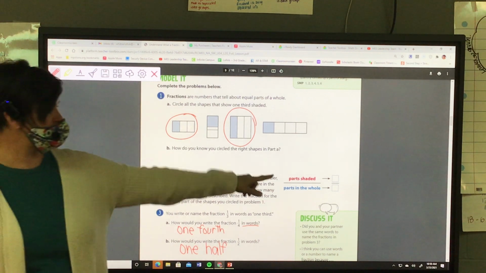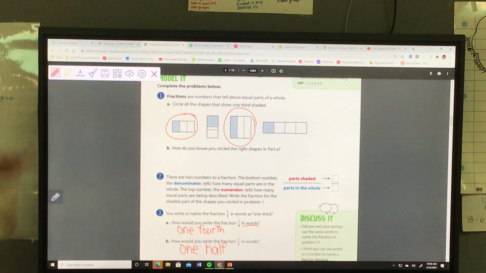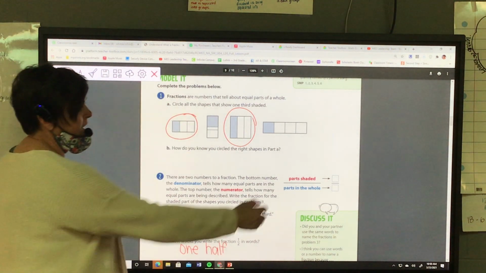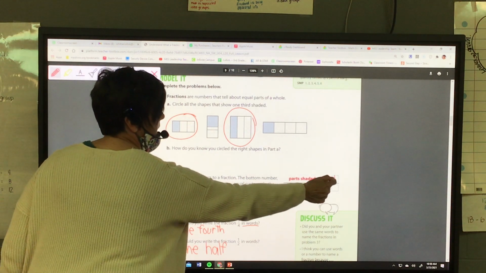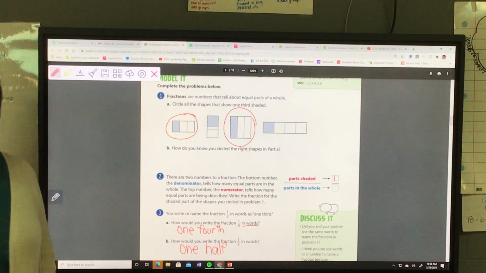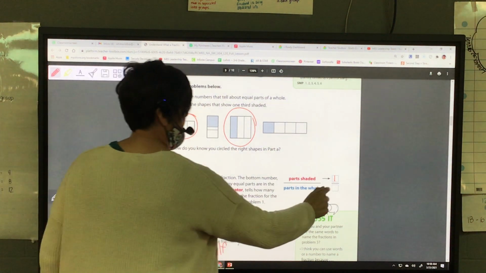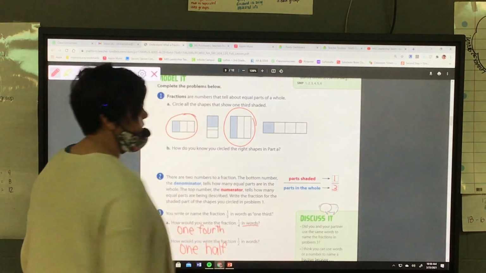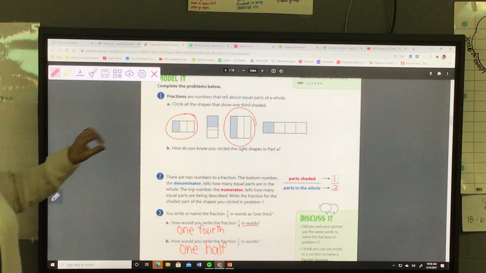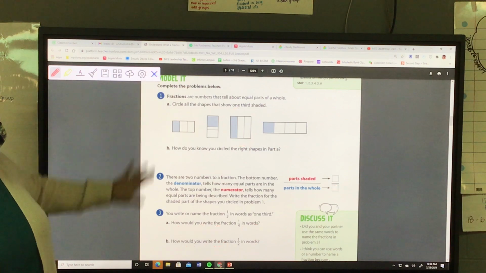Oh, I skipped this part on 2. Let's go back up to 2. So the ones that we circled, how many parts are shaded? 1. How many parts are in the whole thing of each of those? 3. So the fraction for those is 1/3. Okay, flip your paper over.